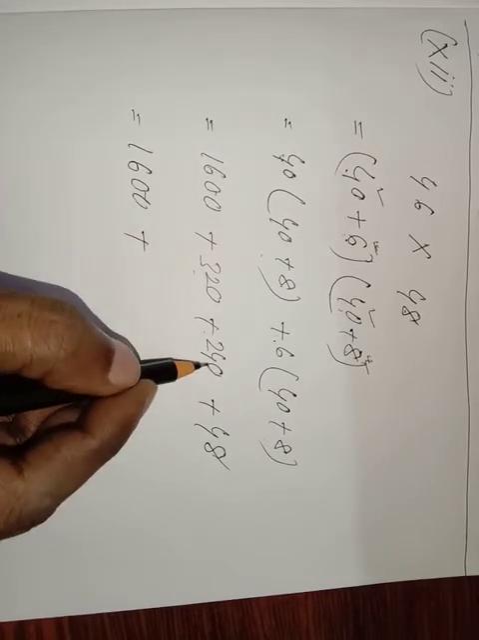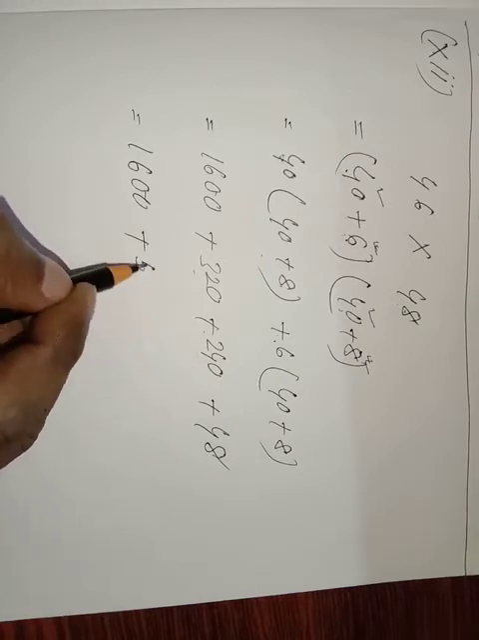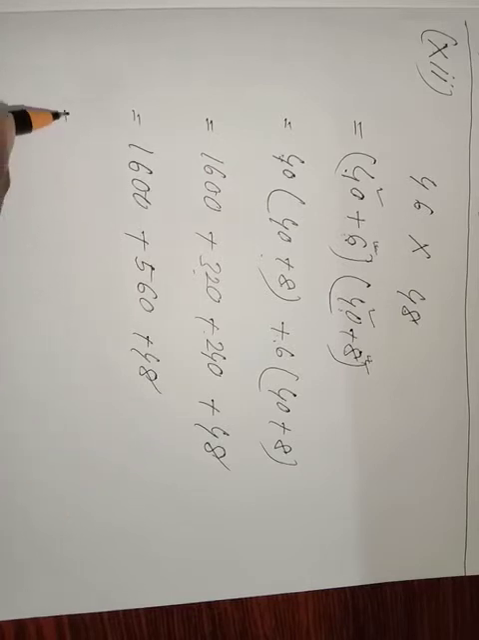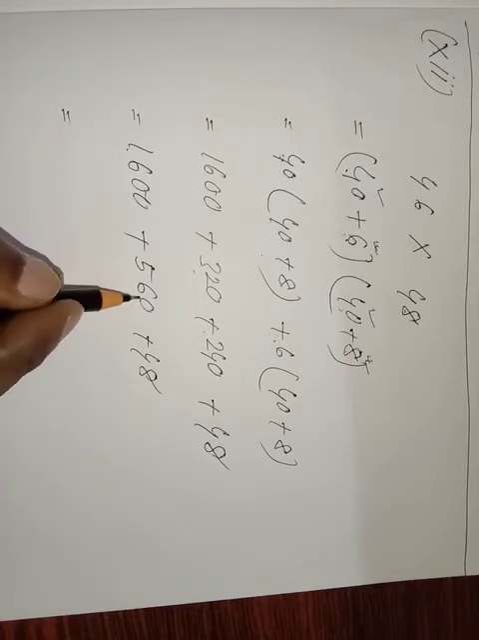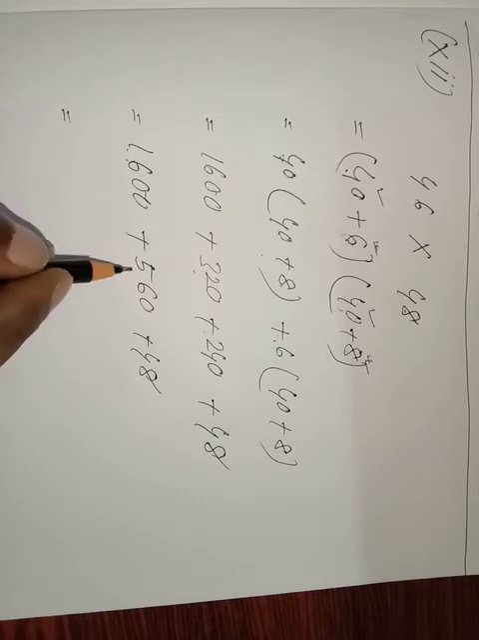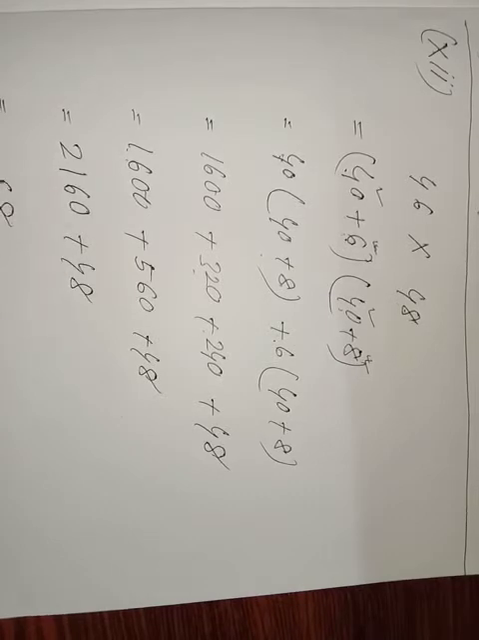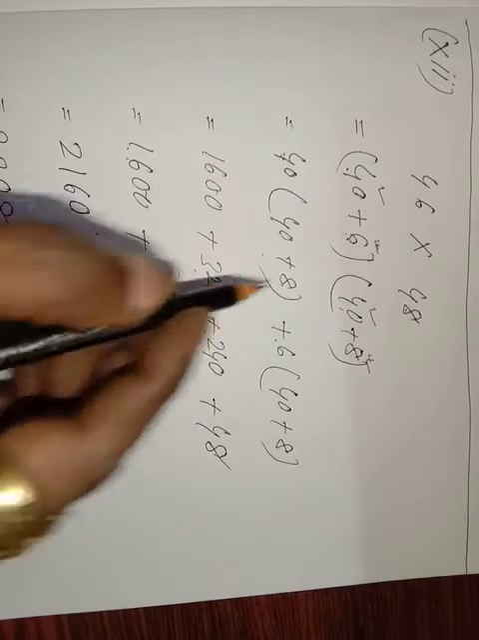Now you see 1600, 320 plus 240. It will be how much? 560 plus 48. Now you see 1600 plus 560. It will be how much? 2160 plus 48. This will be 0 plus 8, 8, 4 plus 6, 10, 0, 1 plus 1, 2, and the answer is 2208. If you multiply, you will get the same result, but you have to use the algebra formula.